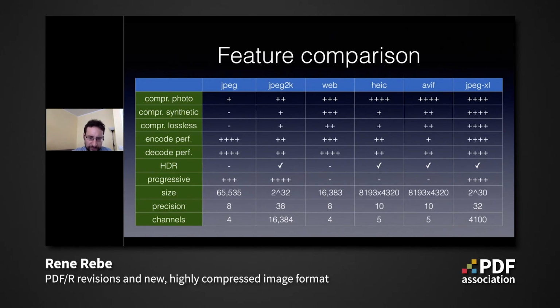JPEG XL to the power of 30. So that is 1 billion something. That is certainly, again, enough for most people.